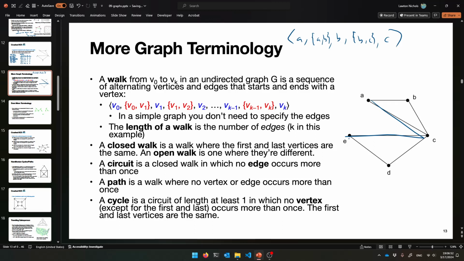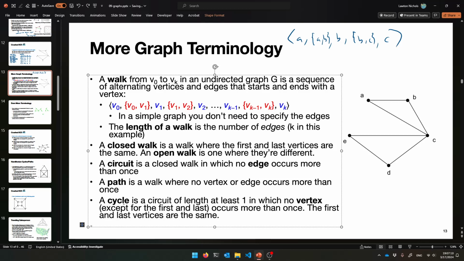But if I ever try to go back around, like from E to D back to C, now I've doubled up on vertices, not okay. Also, if I go from A to B and back from B to A, that's not a path anymore because I've doubled up on edges now and vertices. Okay. All right. Final term today: a cycle.